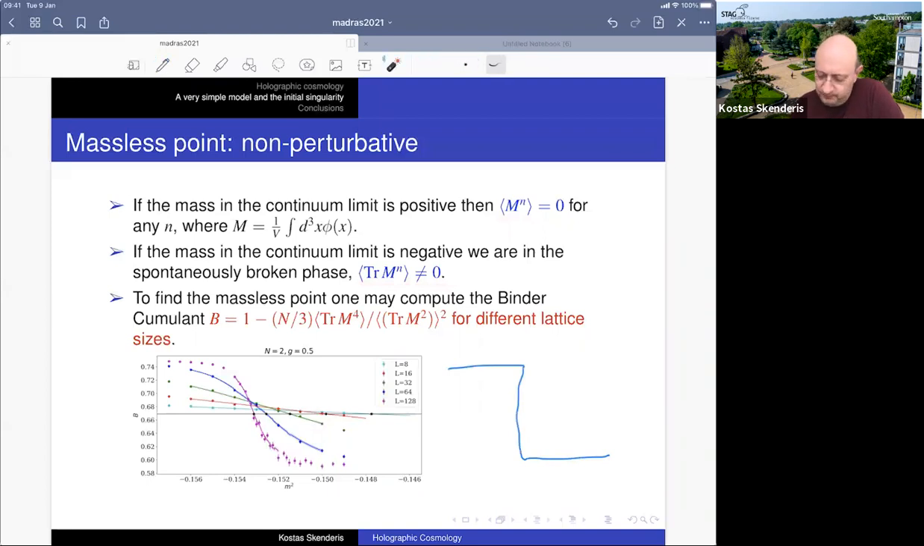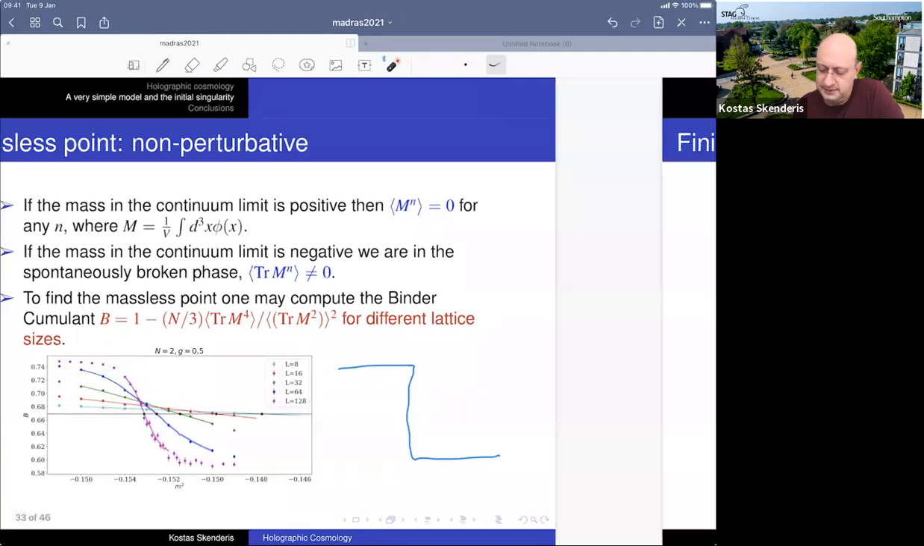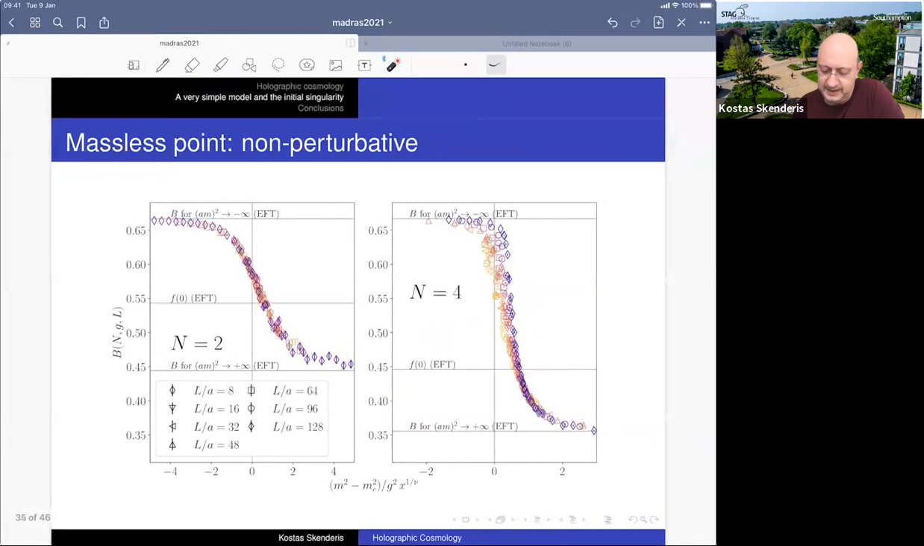And this is a bit of what you see. So these lines are a small lattice, and these are the bigger lattices. As you go to the continuum limit, this starts approaching a theta function. And this is the actual data here. You can see the bigger the lattice, the closer it becomes to the theta function.